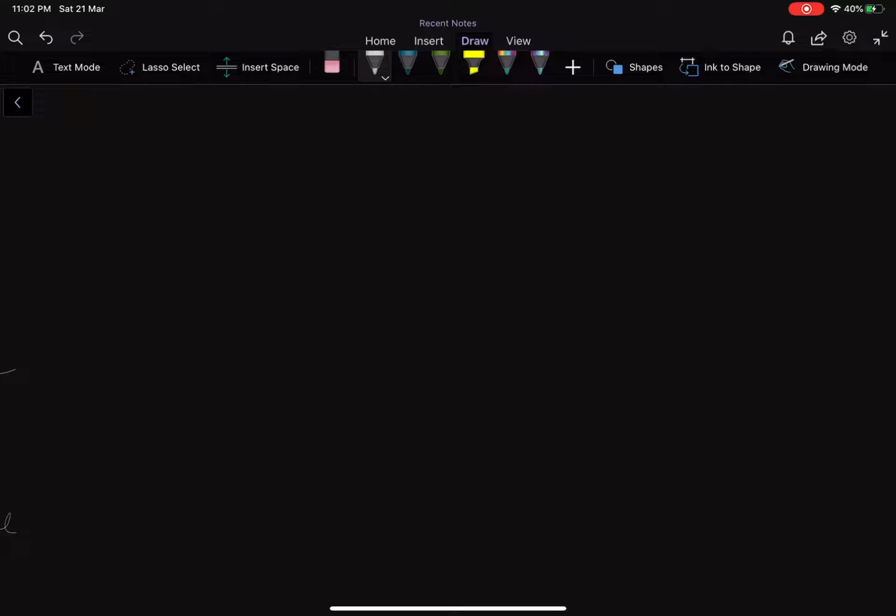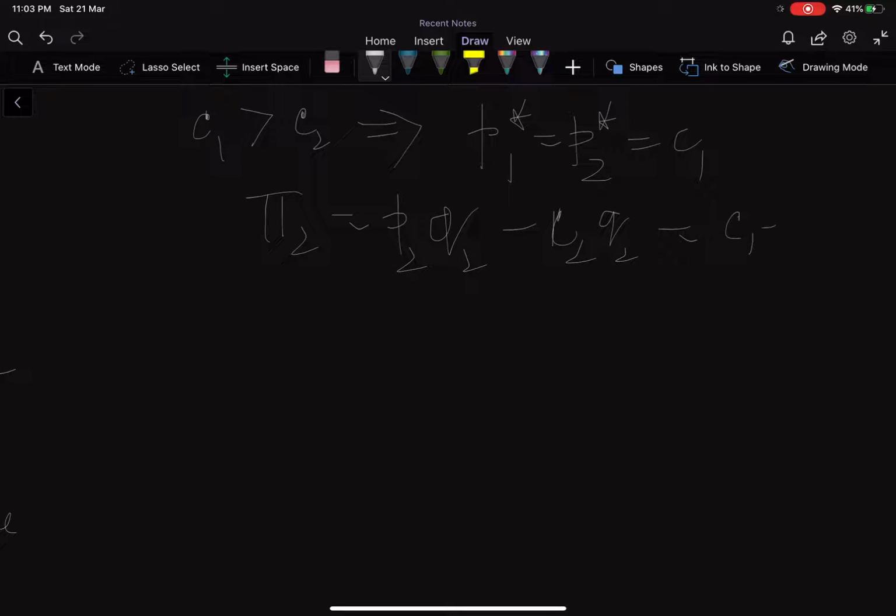If two firms have different marginal costs, say C1 and C2, such that C1 is bigger than C2, then what will happen is that in equilibrium, they'll keep undercutting until they hit C1. So now you hit C1, and there is no undercutting incentive. Here firm 1 gets zero profit at P1 equal to C1. At P2 equal to C1, firm 2 gets positive profit, because firm 2's profit is P2 times Q2 minus C2 times Q2, and P2 is C1, so it's C1 minus C2 times Q2, which is positive.